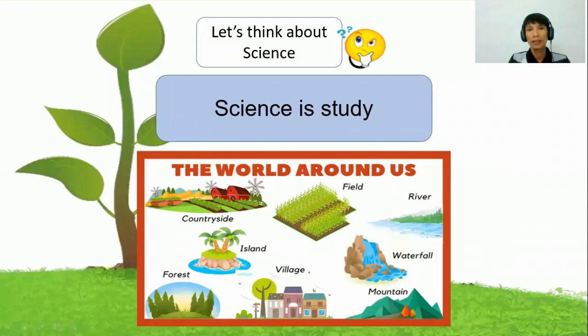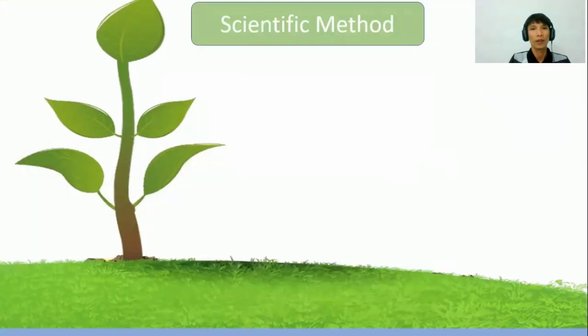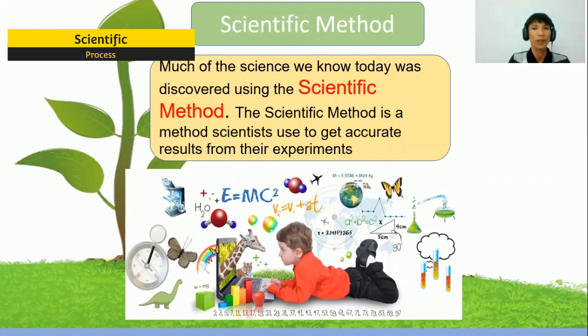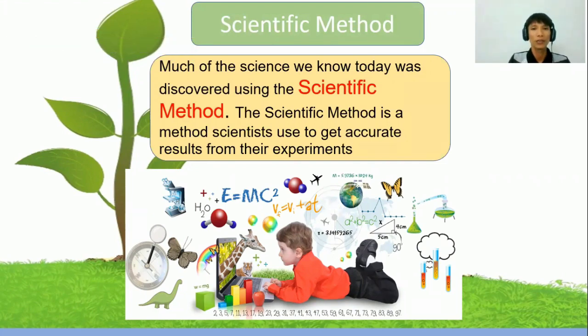So in the following picture, we have here the scientific method. In this experiment, we are going to use the scientific process. So much of the science we know today was discovered using the scientific method. The scientific method is a method scientists use to get accurate results from their experiments.